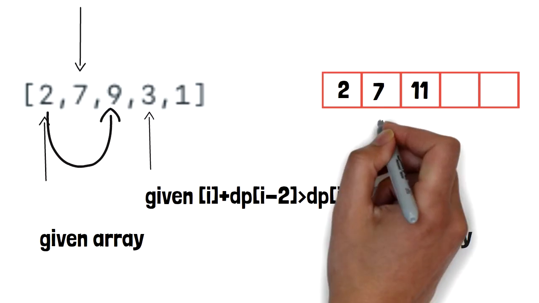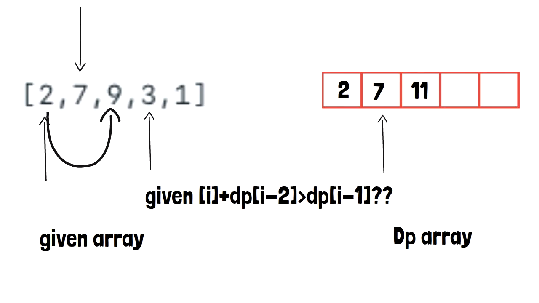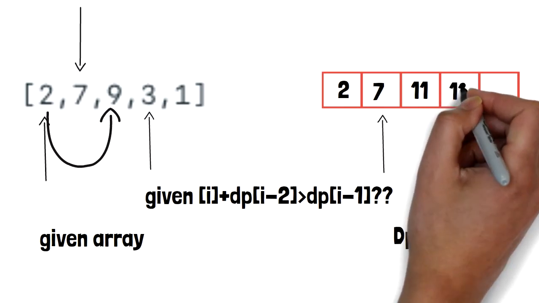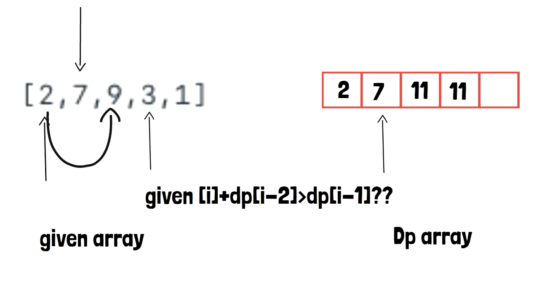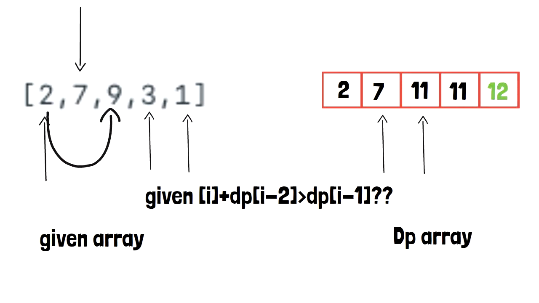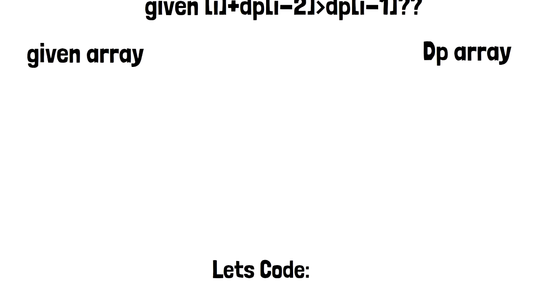When evaluating for the value 3, we have to choose between 3 plus 7, or 11. Since 11 is greater than 10, in the DP array we will insert the value 11. And finally, for the last element in the given array, since 1 plus 11 is greater than 11, the answer will be 12, which will be our final answer. Now, let's code this question.